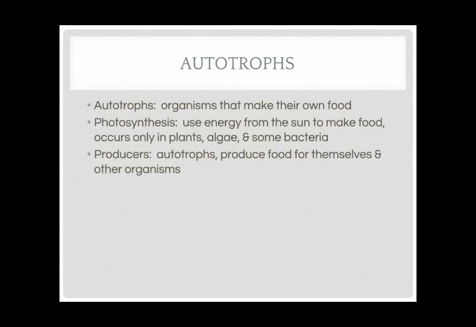The first group being autotrophs. An autotroph is simply an organism that makes its own food. Photosynthesis is the process they use to make their own food. We don't make our own food. Plants do though, and so does the algae that's in the oceans. And some bacteria also have chlorophyll and they can make their own food as well. So plants, algae, and some bacteria are autotrophs. They're also called producers. Autotrophs produce their own foods for themselves and for other organisms.